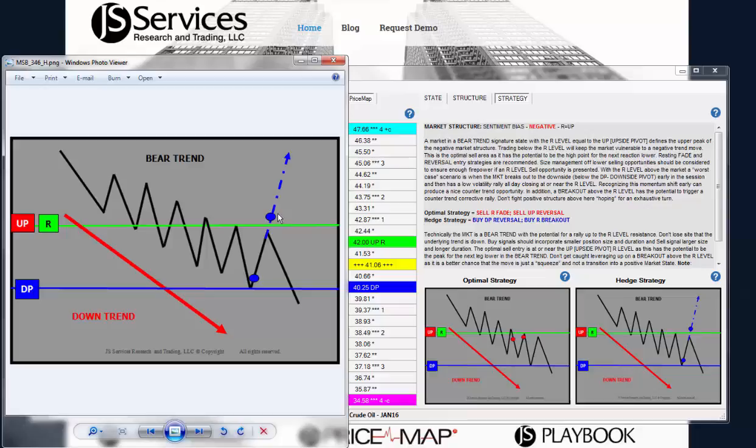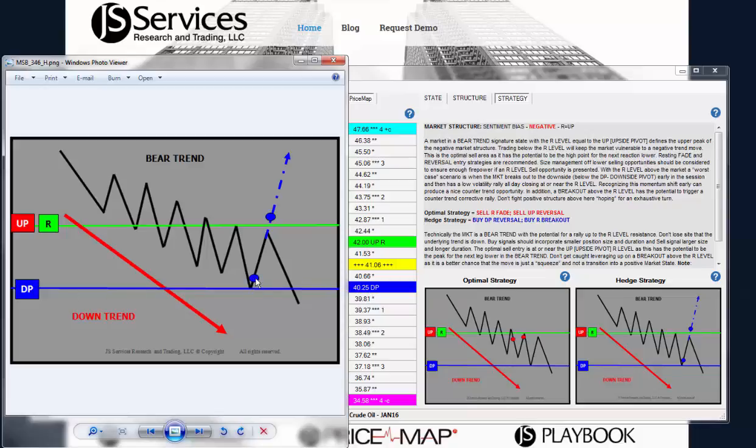Could be a bear trend corrective state, could be a positive transition, but more likely it's a move into more of a digestive state. So we need to take that into account if we're going to execute this buy R breakout, because that may just be a difficult choppy rally. Versus the other optimal strategy would be a buy DP reversal. That would be if the market goes below the downside pivot, gives us a false breakout to the downside, and then pops back up above this support level, this 40.25.